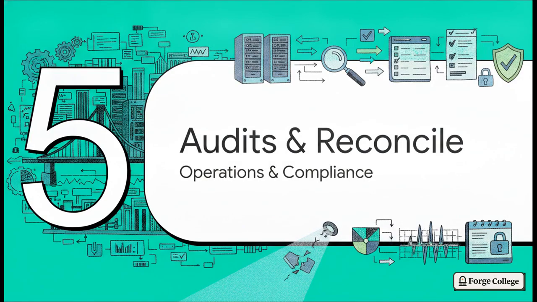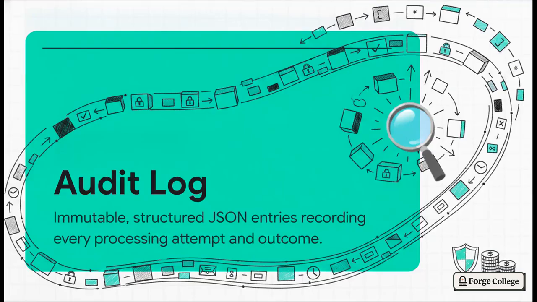Section 5. Audits and reconciliation. Now, what's really interesting about this concept is that we are crossing the bridge from pure engineering right into operations and compliance. It is not just about making the code work, it's about proving how and why it worked, or why it didn't. An audit log is a continuous, immutable stream of structured JSON entries that records literally every single processing attempt. Why? Because structured audit logging isn't just a nice-to-have engineering feature.